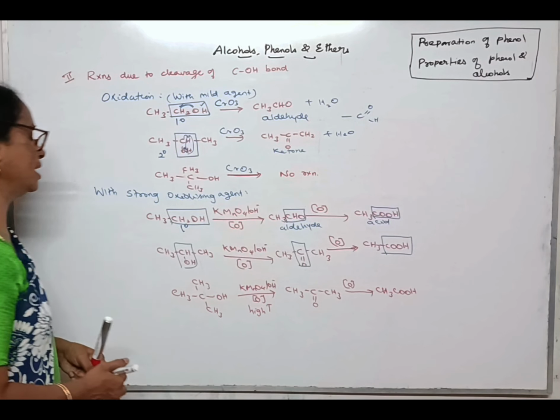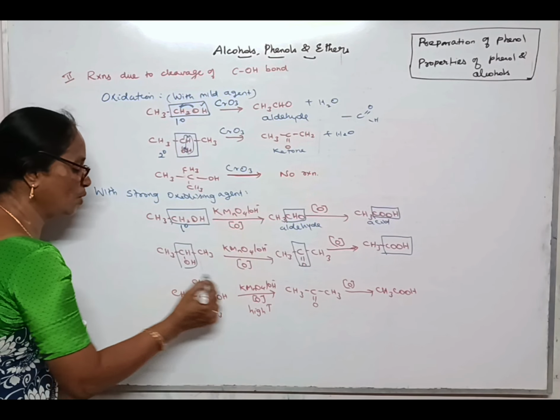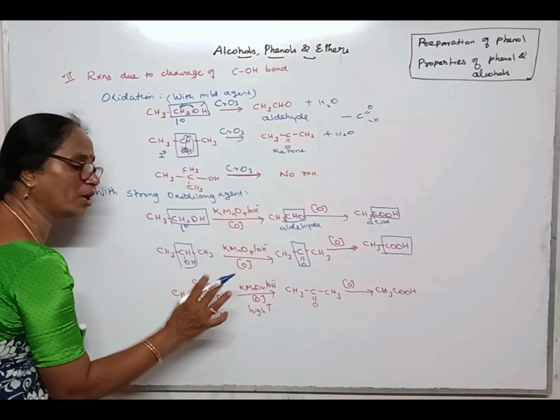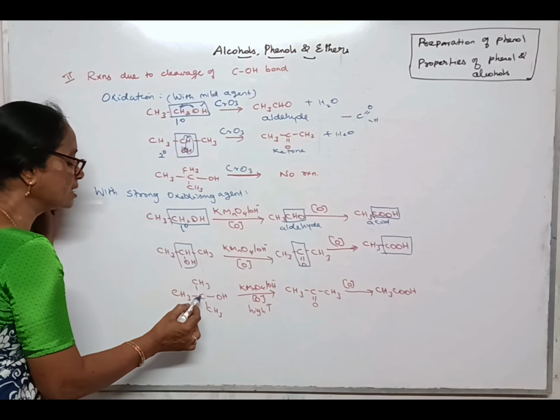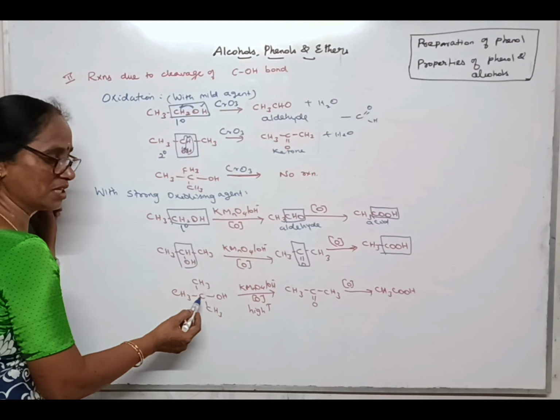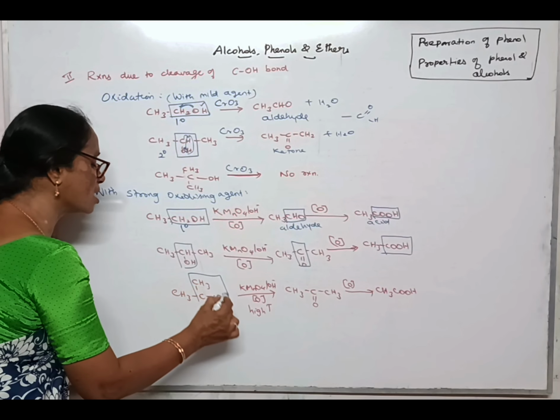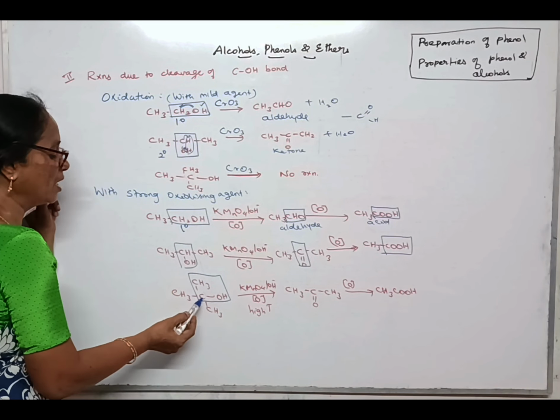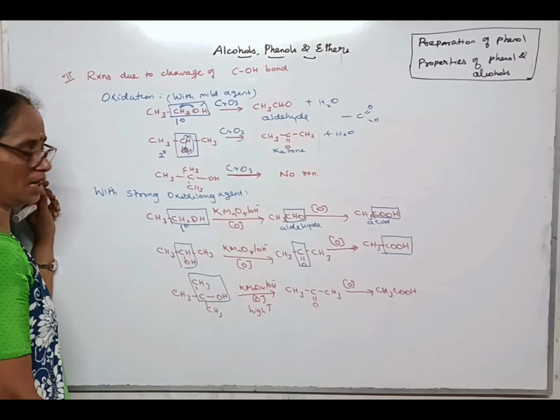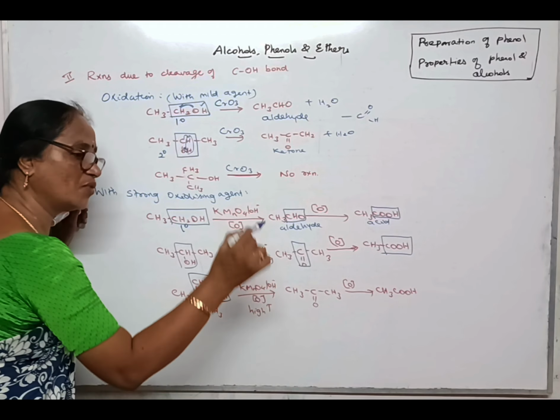How does the oxidation take place? This is the COH group. Actually, the COH does not oxidize because that functional carbon has no hydrogen. So the first oxidation takes place between the COH and CH3, where we first get a ketone.